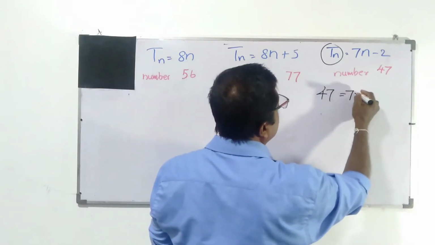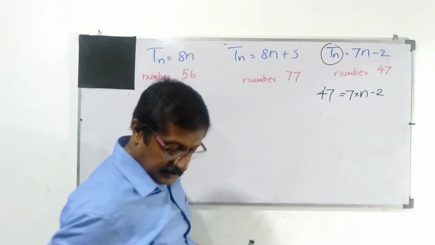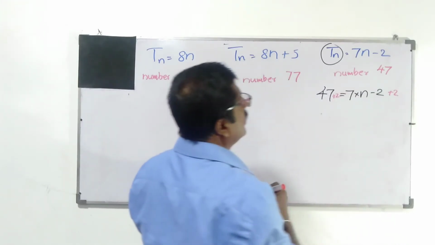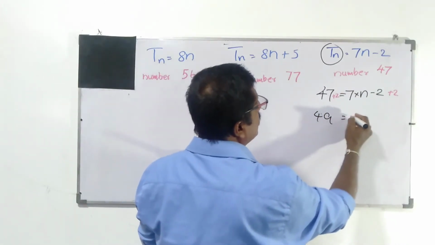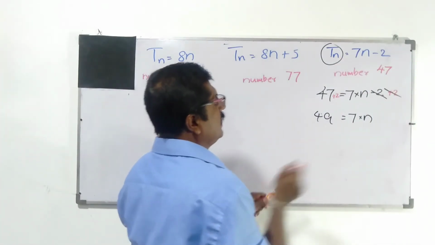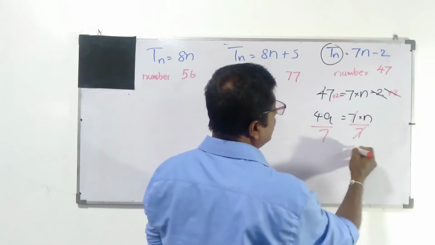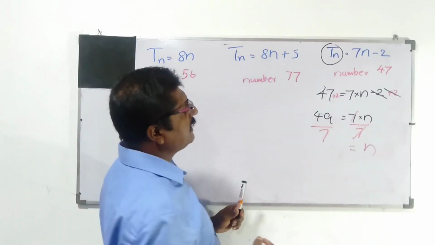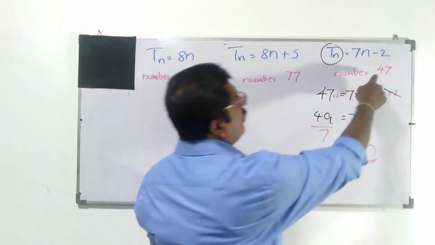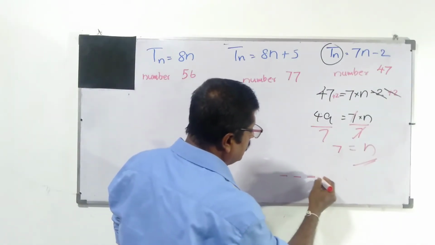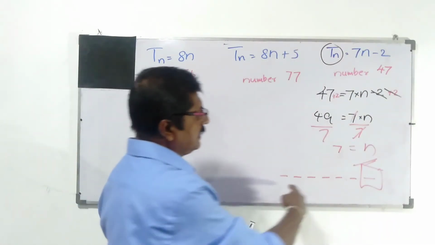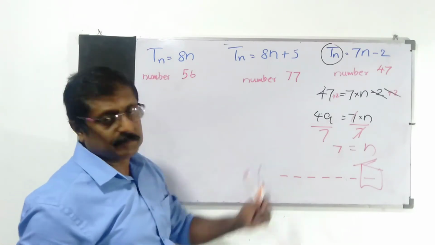Then let's find it. 7 multiplied by n minus 2. Then what can you do to get rid of this minus 2? Plus 2 both sides. Then this becomes 49 equals 7n. Now divide by 7. Then this will be cancelled. n equals, how many 7s are there in 49? That is 7. Then it is the 7th term. 47 is the 7th term: 1, 2, 3, 4, 5, 6, 7th term of this progression. If you want, you can find the other ones also. First term, second term, you can find.